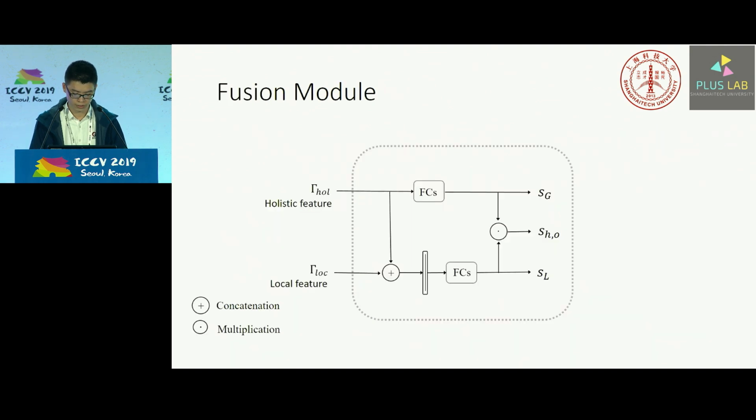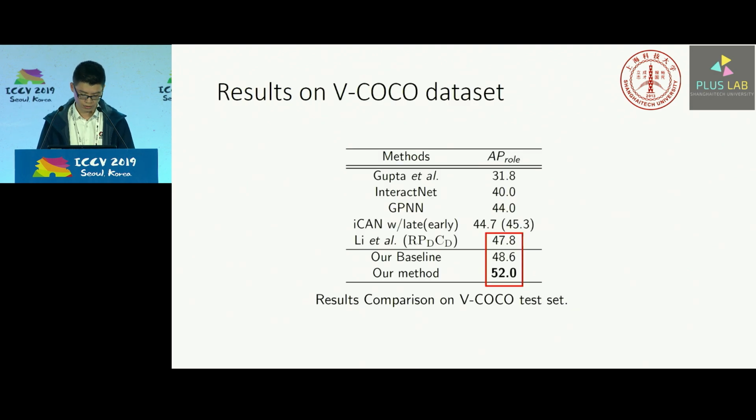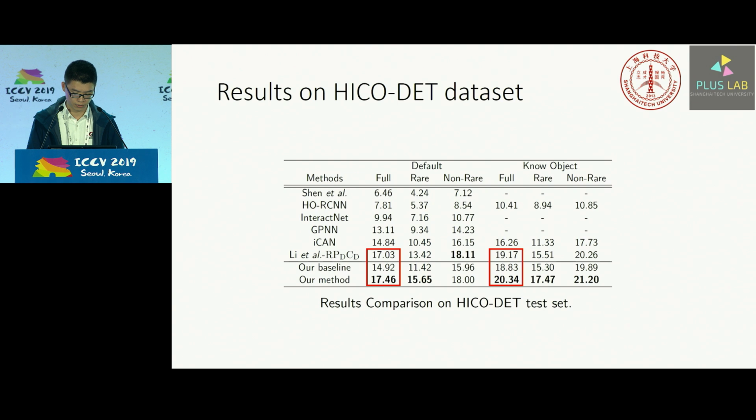Our fusion module takes the holistic feature to predict a global interaction score, and fuses the holistic feature and local feature to estimate a local interaction score. The global score and the local score are multiplied to get the final HOI score. We evaluate our method on two public benchmarks, the VCOCO dataset and the HICO dataset. Our method achieves 52.0 mAP on the VCOCO dataset, outperforming the state-of-the-art method by 4.2 mAP. On the HICO dataset, our method outperforms all the existing methods in two different evaluation settings.